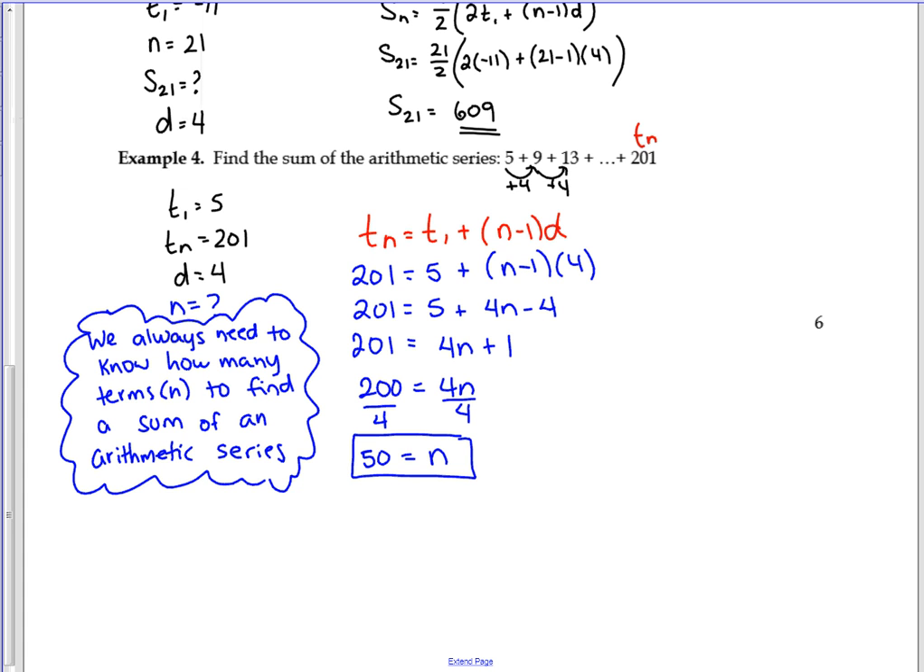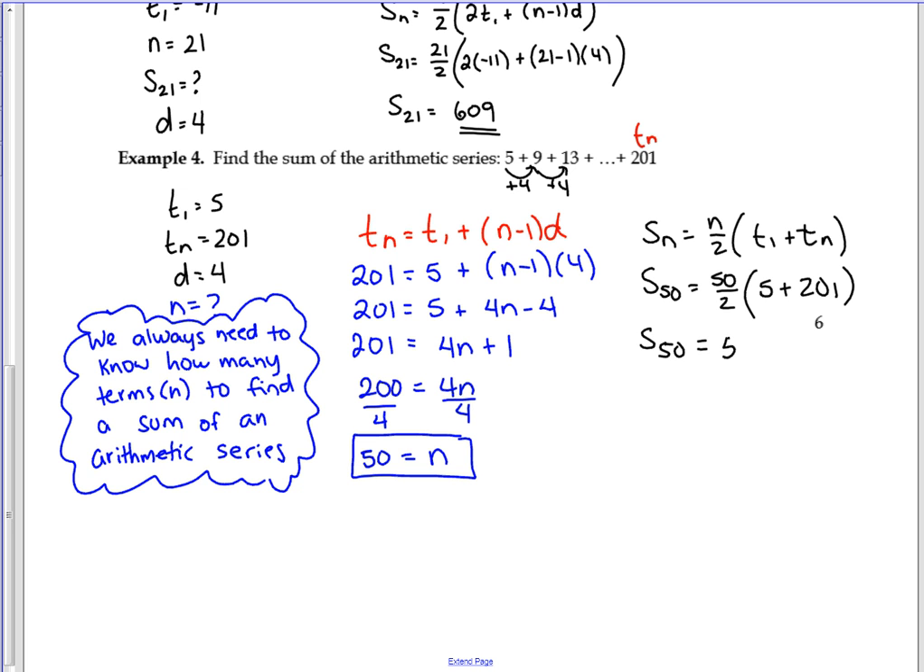So now we can find the sum. It's really up to us which formula we want to use. We can use either. So let's use the easier one because we do know our last term. So why not use first term plus last term times n over 2. So the sum of the 50 terms: 50 over 2, 5 plus 201, gives us 5,150. Okay.